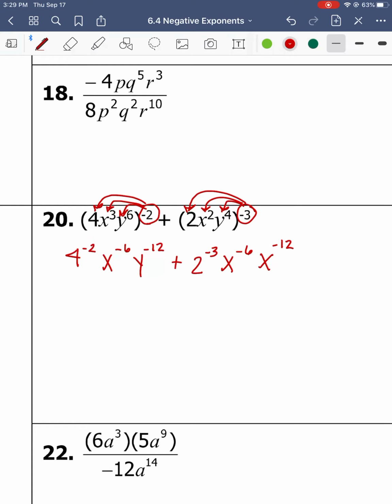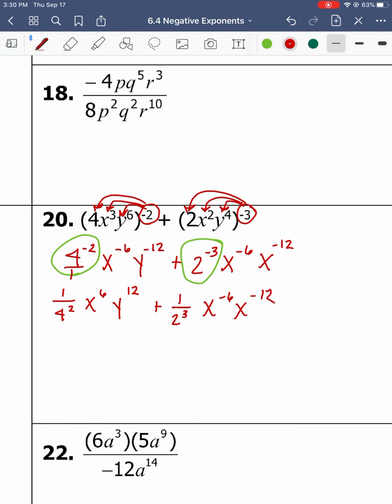Let's simplify this a little bit. We'll simplify these constants first. We're going to move these to the bottom to start. So we have x to the 6th over y to the 12th. And we're actually going to make this 4 over 1 its own fraction. So we're going to put this 1 over 4 squared out front. And then plus 1 over 2 cubed out front. And then x to the negative 6, y to the negative 12th.